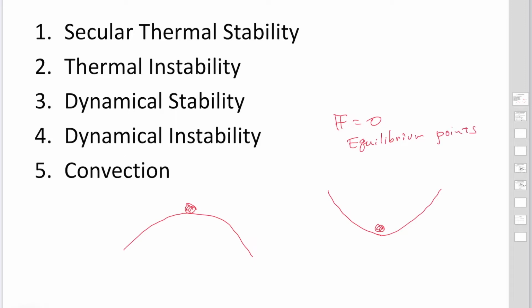Then we'd like to discuss the stability. To determine if the equilibrium point is a stable or unstable equilibrium point, we need to consider perturbations from the equilibrium point. If the ball is moved a little bit away from the equilibrium point on the top of the mountain, this ball starts moving away from the equilibrium point. In this situation, the equilibrium point is an unstable equilibrium point.